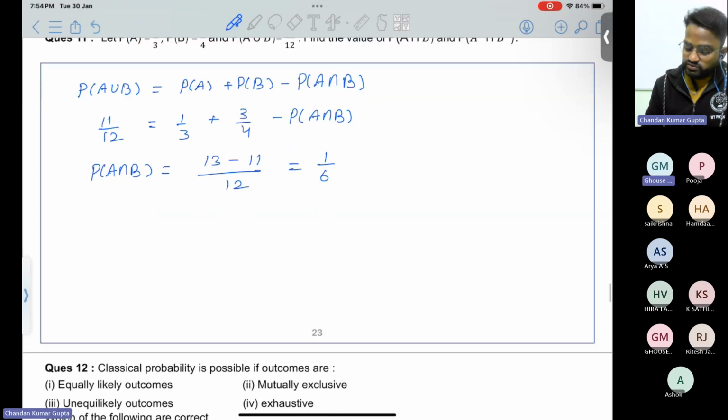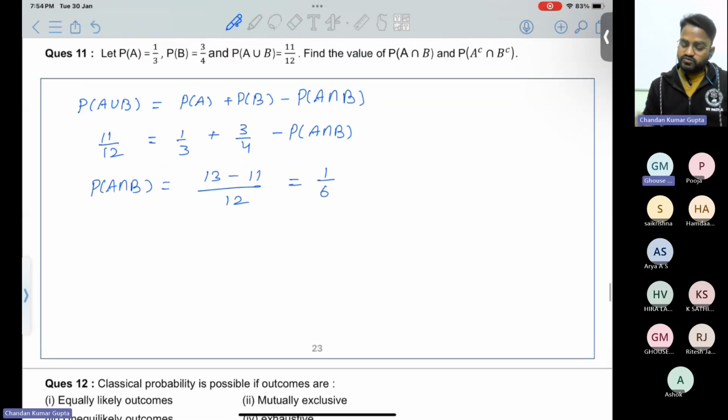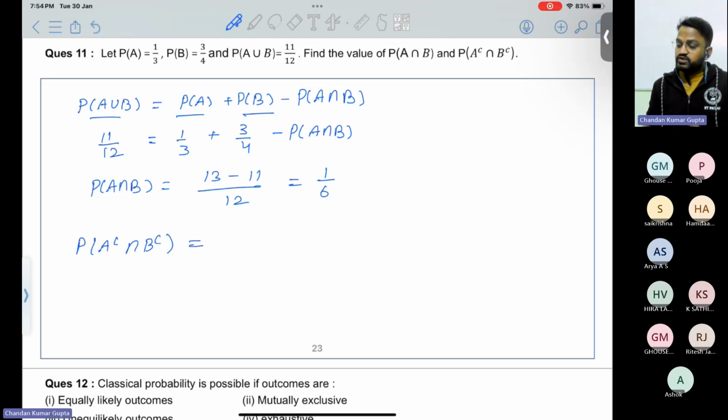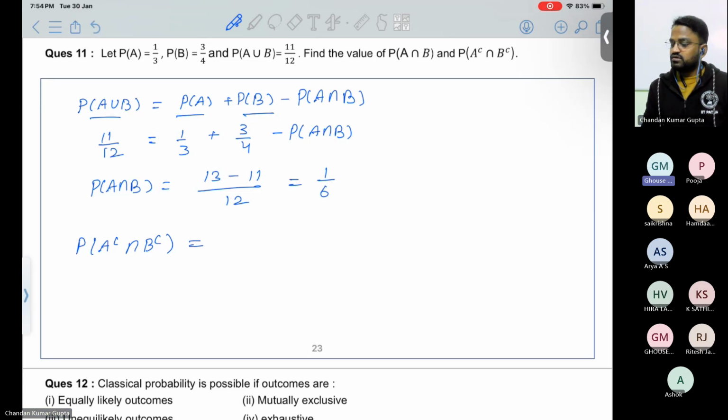It is simple calculation. You may solve. We use this formula. We are given these values, and we can solve for this. Also, the probability of A complement intersection B complement equals... here we use De Morgan's law. Can we use it or not? Yes, sir.